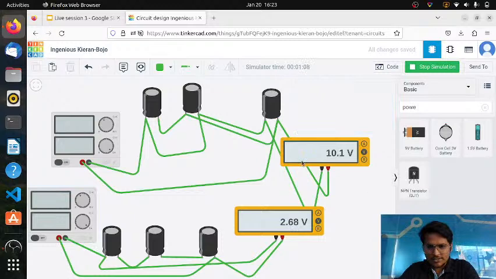So here you can see the parallel one is still 10 volt and this one is 2 volt, almost 2 volt.